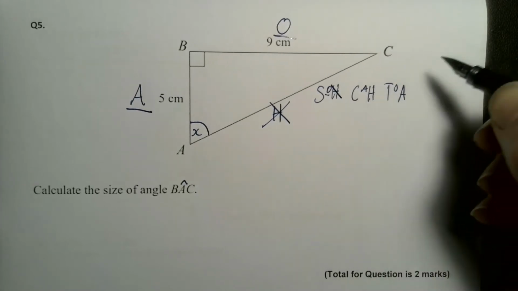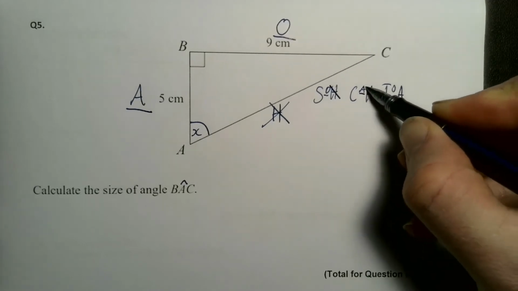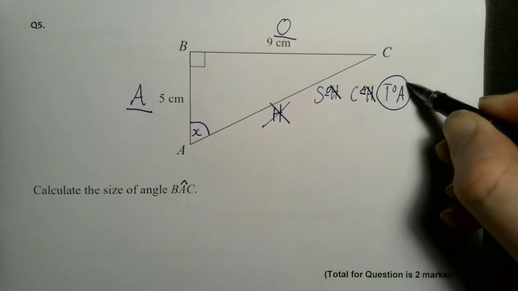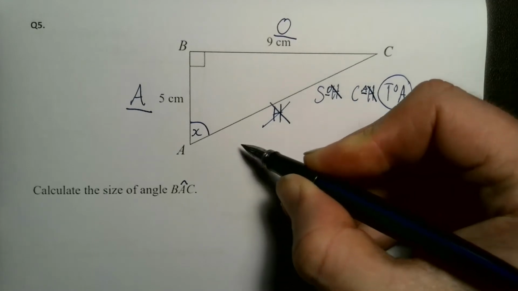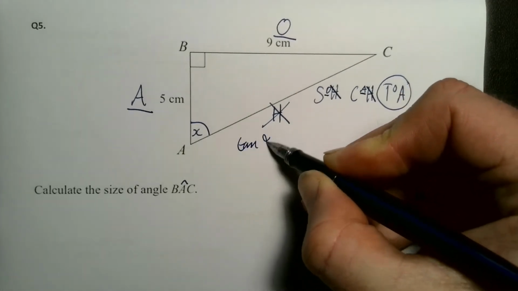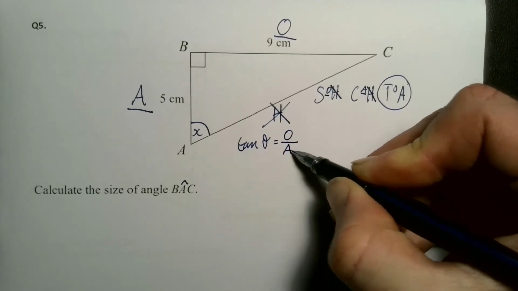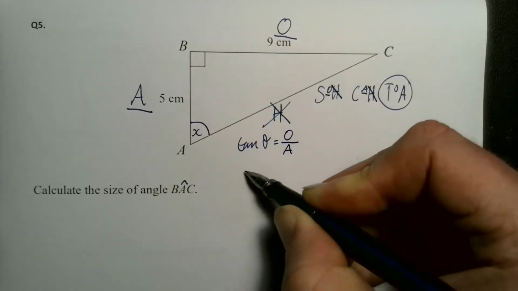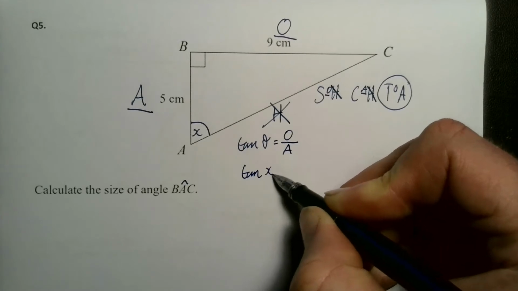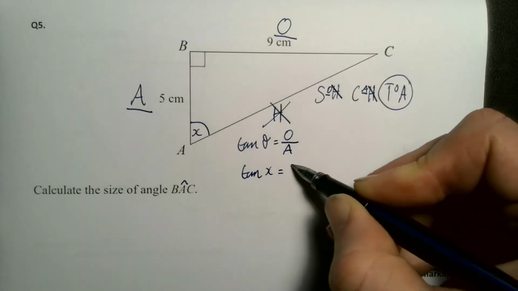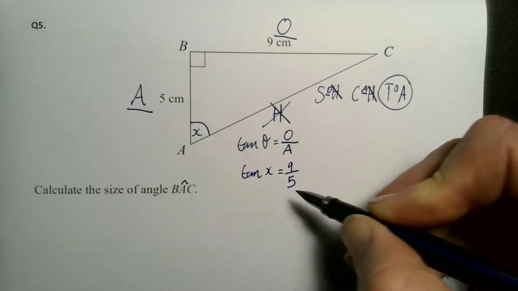This has got, not that. This has got adjacent but hypotenuse, so not that. So we want TOA. What does TOA mean? It means tan of the angle equals the opposite over the adjacent. So our angle we've called x, our opposite is 9, our adjacent is 5.